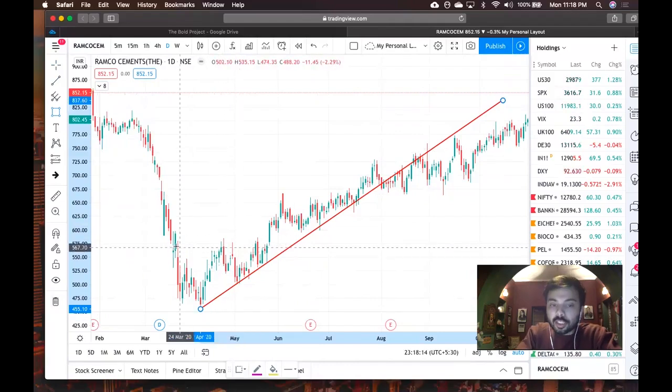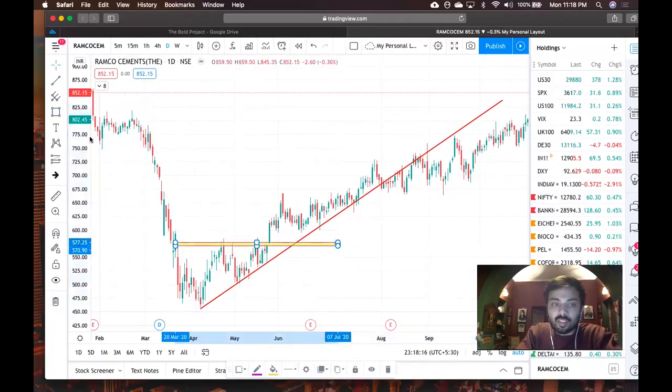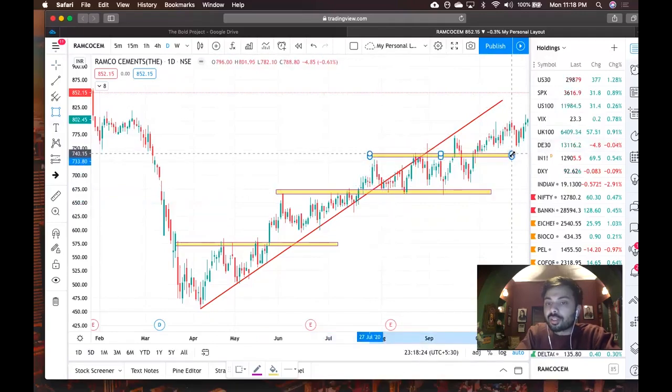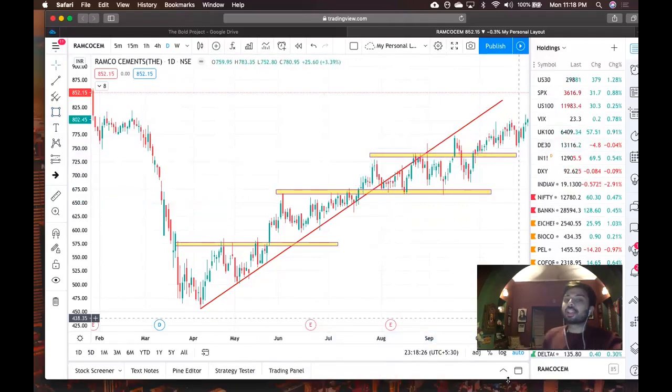You can see a resistance is coming here. That's my horizontal level number one. A resistance is coming here. That's my horizontal level number two. And you can see a resistance is also coming here. This is my horizontal level number three. These are three levels I can draw.